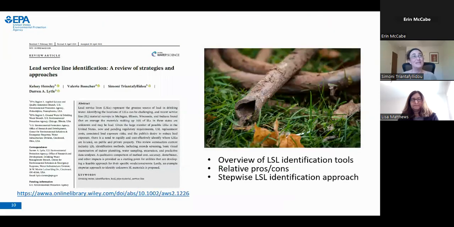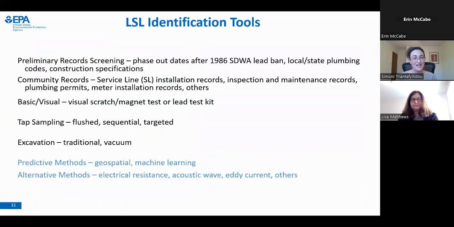So we have different sides of the coin here, depending on which part of the country you are from. The uncertainties in the estimates or the unknown service line materials really made us think about this. And we published a paper back in 2021 on lead service line identification, a review of strategies and approaches that I'll go over today with you, looking at the identification tools for service line materials that the drinking water industry had at our disposal, going over the relative pros and cons, and at the very end, introducing the stepwise lead service line identification approach to hopefully help folks with their own efforts.